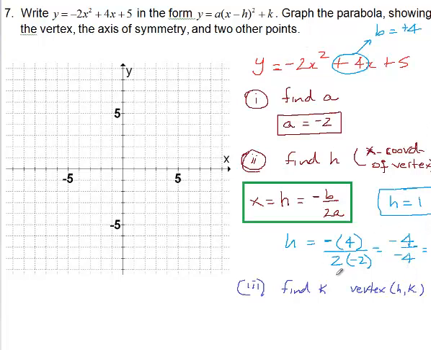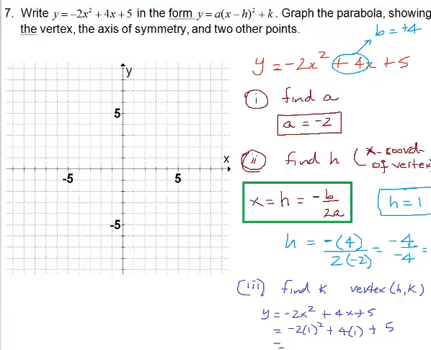So we're going to take 1 and substitute it in the given equation. Now let me write the given equation one more time: negative 2x squared plus 4x plus 5. Alright, now let's put 1 in for x, so we get negative 2 times 1 squared plus 4 times 1 plus 5.